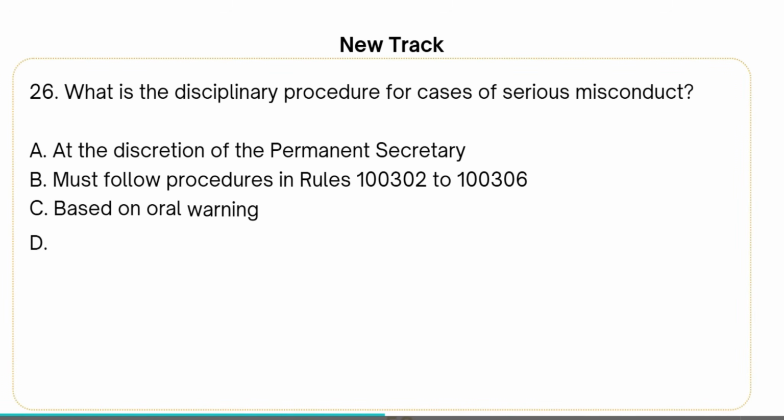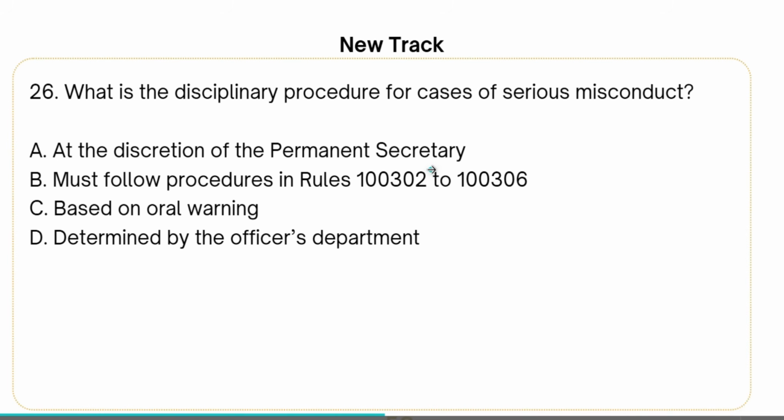Question number 26. What is the disciplinary procedure for cases of serious misconduct? A. At the discretion of the permanent secretary. B. Must follow proceedings in Rule 1003 paragraph 2 to Rule 1003 paragraph 6. C. Must base on oral warning. And D. Must be determined by the officer's department.